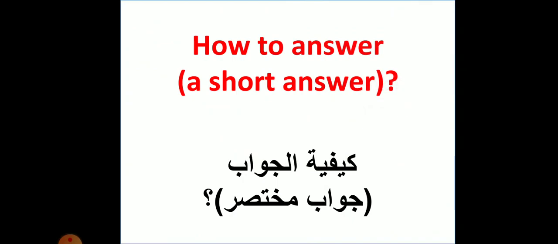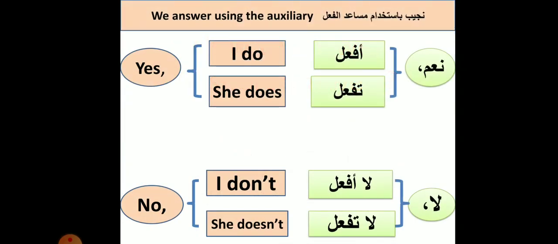So, how to answer a short answer. Let's see. We answer using the auxiliary. Yes, I do. Or yes, she does. No, I don't. No, she doesn't. Okay? Here we use the auxiliary verb that we used in the interrogative form.